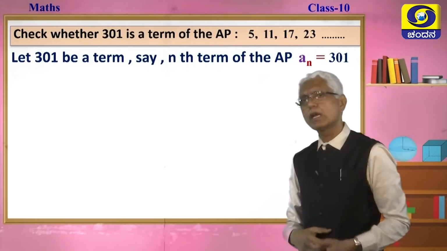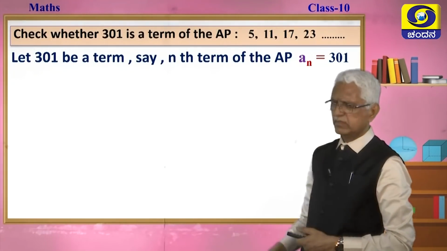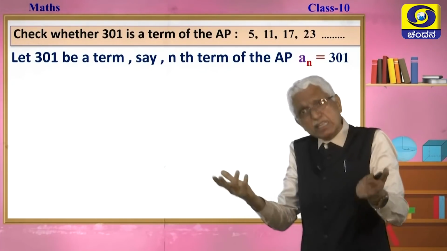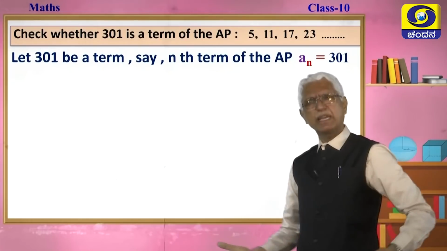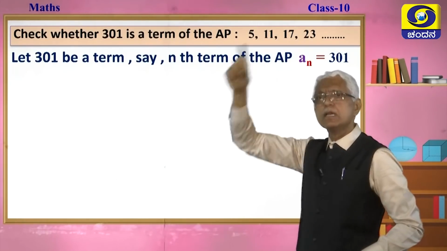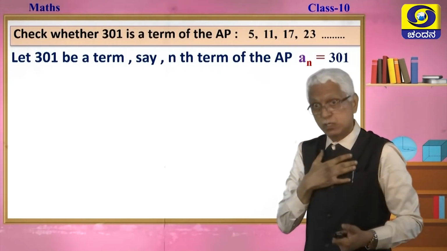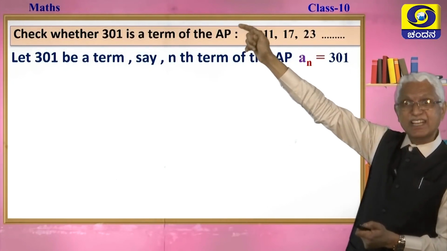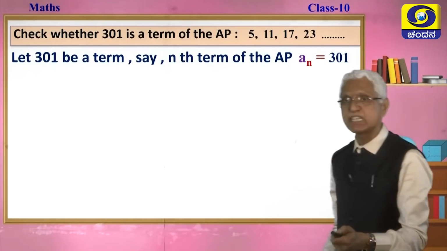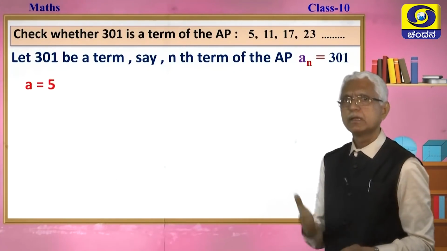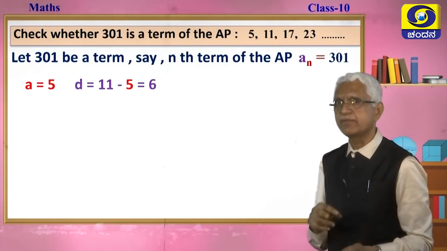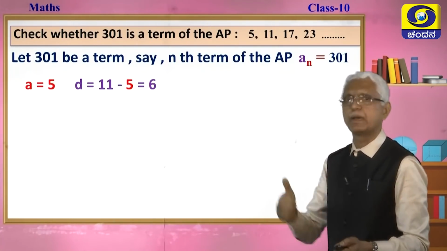Okay. How do I begin? I will assume it is there. 301 is going to come there. What if it does not come? Let us see. Correct? Let us begin on a positive note. 301 is going to appear in this. That is my assumption. So, that will be my a_n. Correct? 301 is going to come, that is my a_n. Beauty, please observe. What is a? a is 5. What is d? Second term minus the first term. 11 minus 5 is 6. Super.